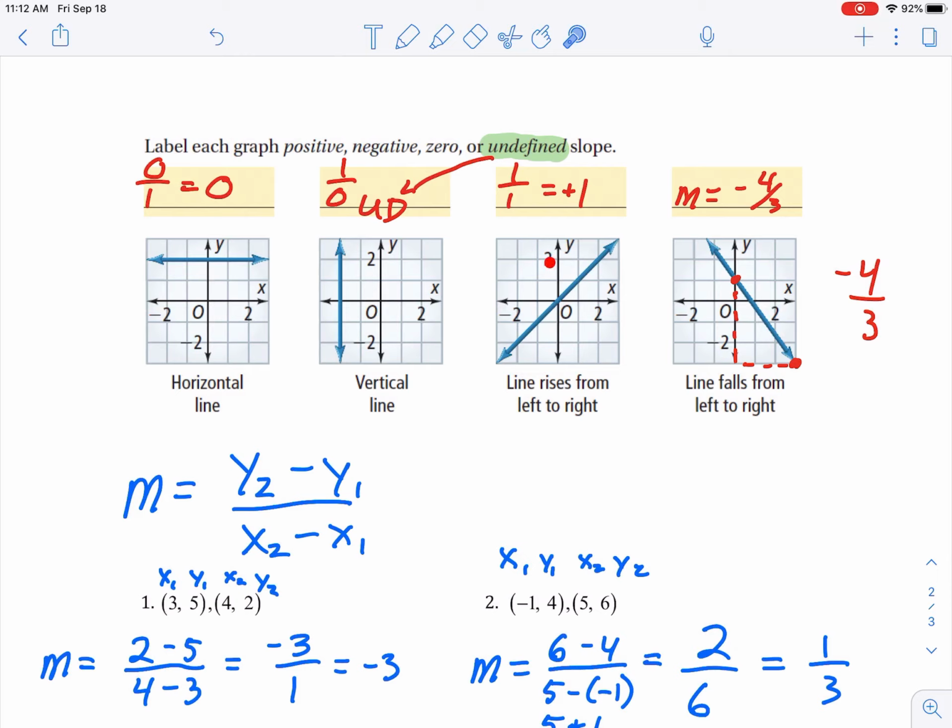And then we've also looked at in a graph, how do we find slope? Well, we just count out rise over run to the next point, and there we go. That's our slope. All right, very good.